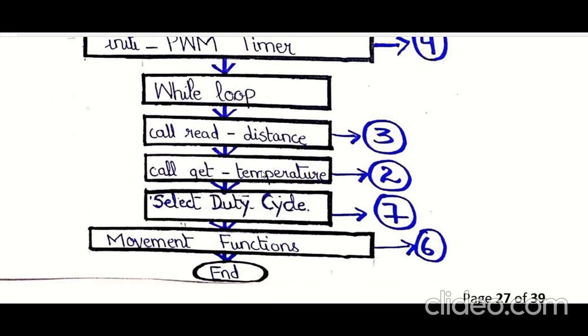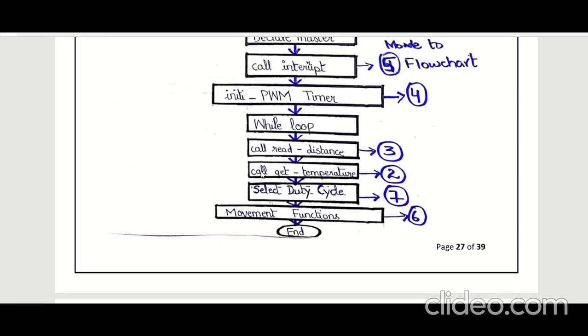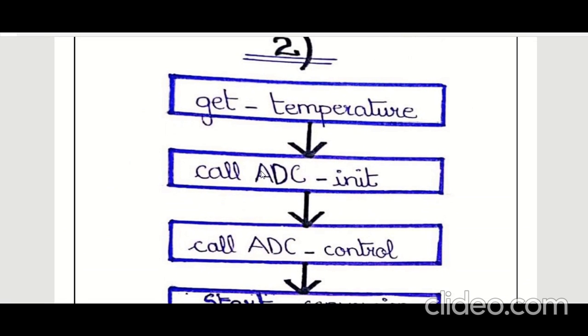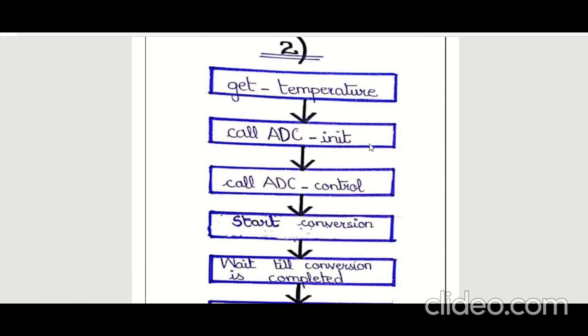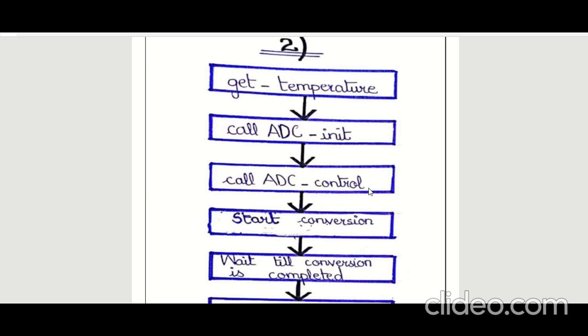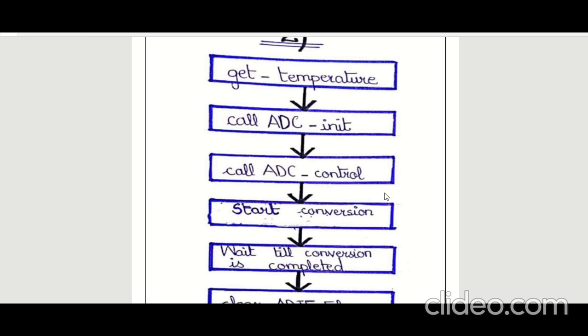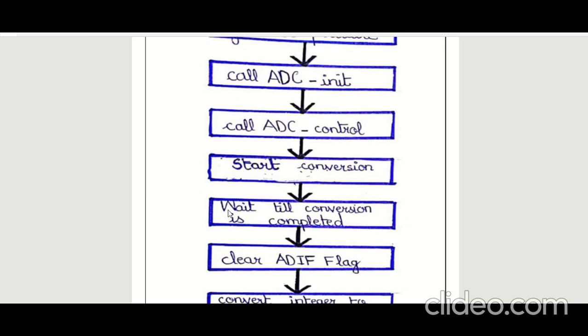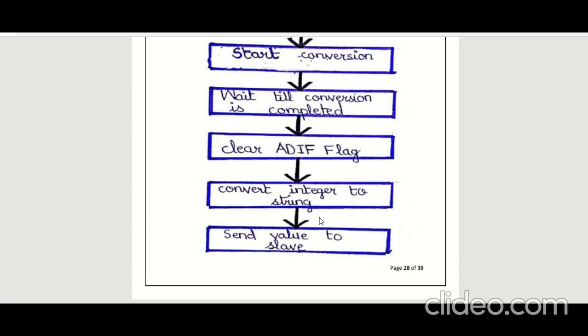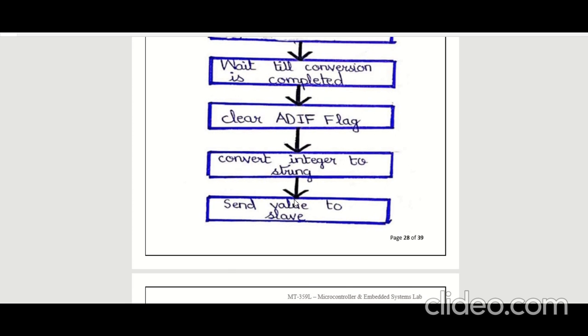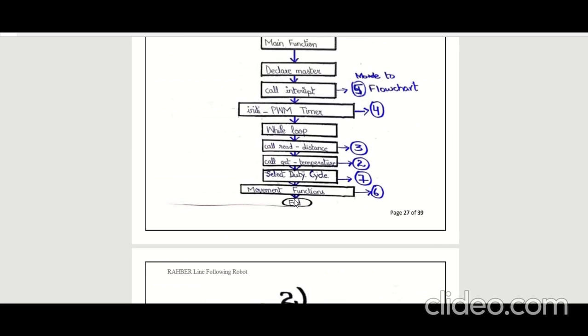In the main chart, then we will have our temperature function. So this is our second flowchart, which will give us the temperature. For temperature, same as before, we have initialized our ADC, then we have our ADC control registers initialized, then we have start conversion, wait until the conversion has been completed, then clear the flag and convert the integer to string, and then send it to the slave. This was our temperature function.